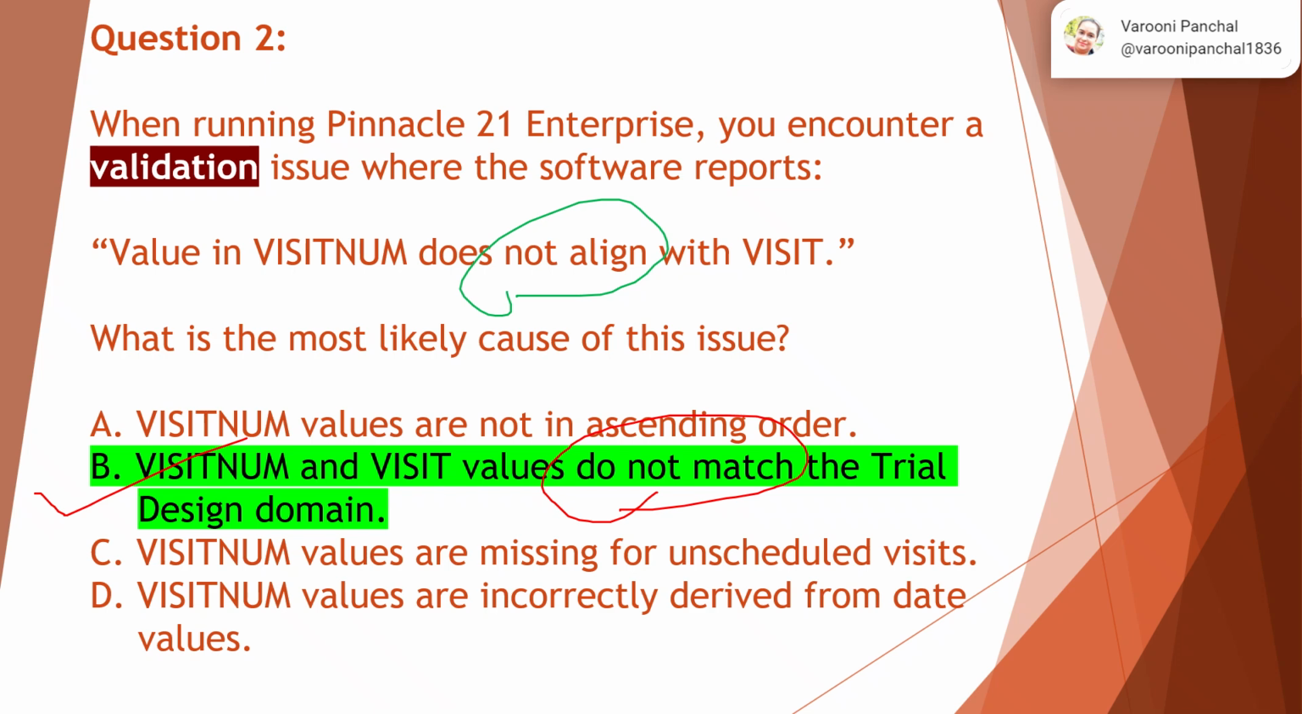Option A says VISITNUM values are not in ascending order. So this is not the right answer. VISITNUM values are missing for unscheduled visits. So this is also not the right answer. Right? D is VISITNUM values are incorrectly derived from date values. So this is also not the right answer.